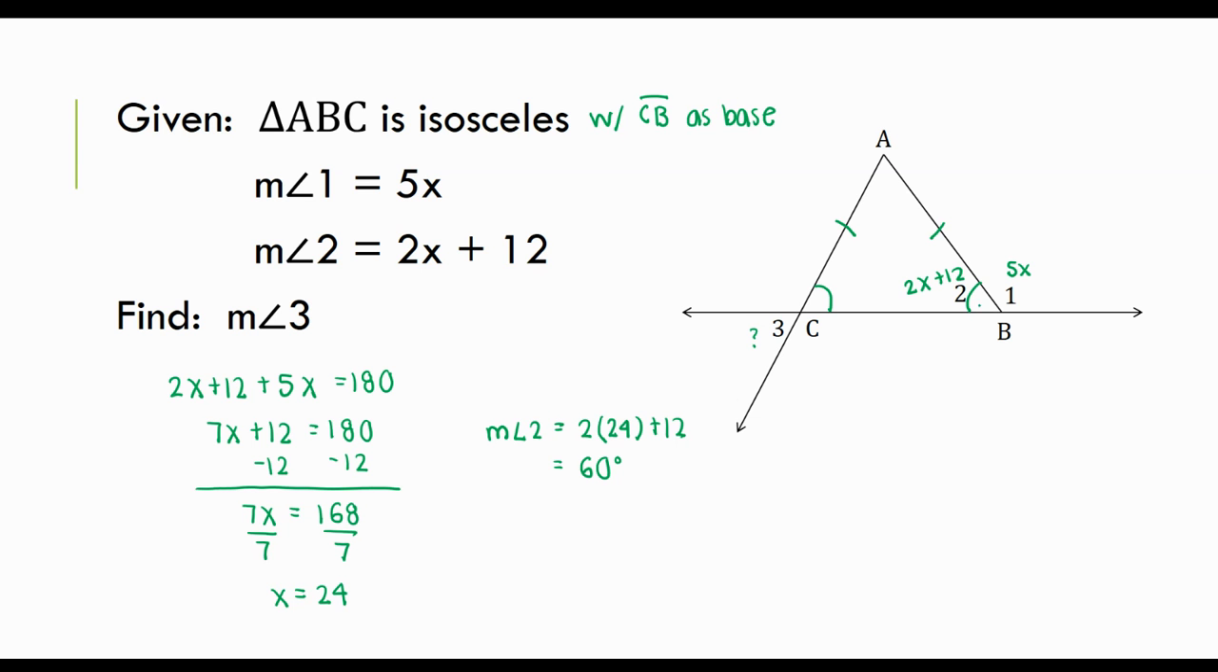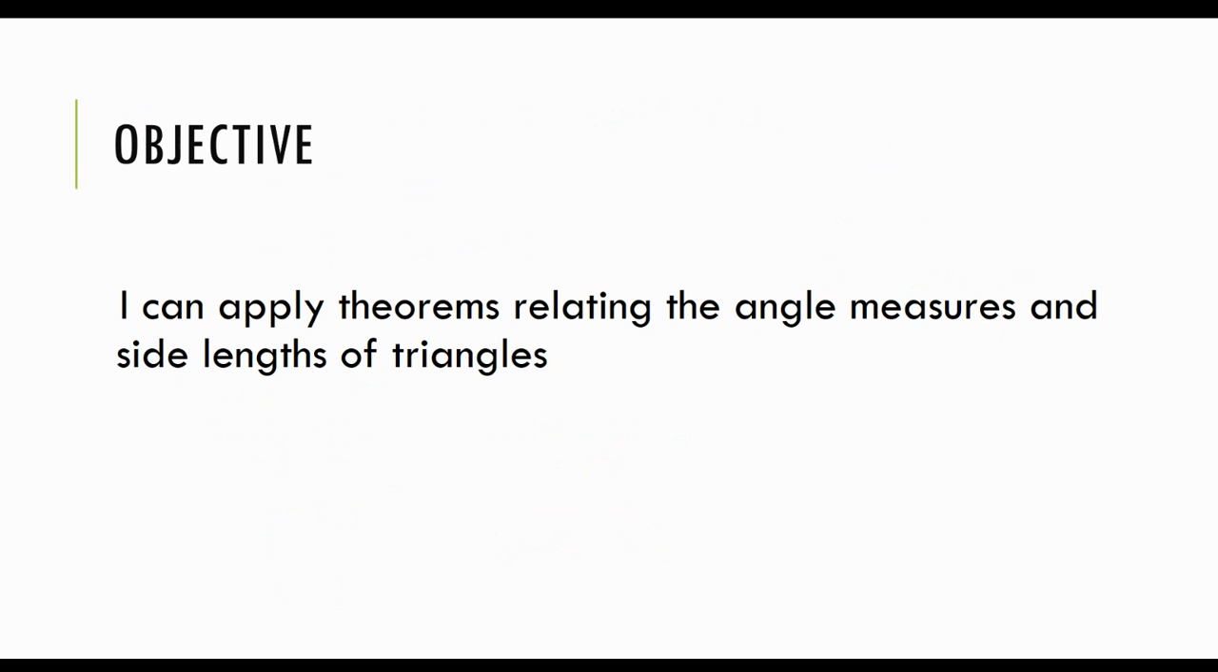Now, because angle 2 is 60, that means that this angle ACB is 60. If I want to find the measure of angle 3, hopefully we notice that angle ACB and angle 3 are vertical angles, and vertical angles are congruent. So the measure of angle 3 then also turns out to be 60 degrees. So that's us applying theorems relating to the angle measures and side lengths of triangles.